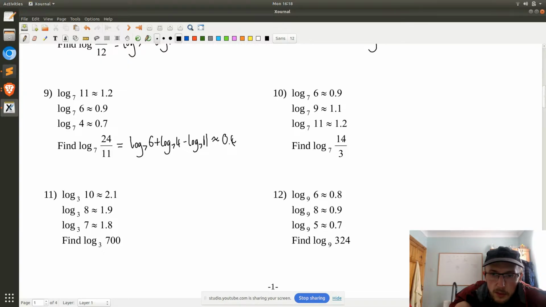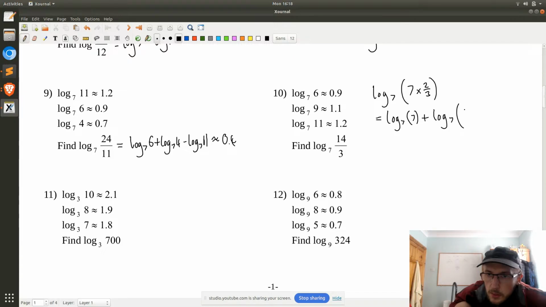That is 7 times 2 over 3. Not sure why I'm not getting that. And because that is 7 multiplied by 2 over 3, you can now separate it into smaller bits like that. And you recognize that 2 over 3 is the same as 6 over 9. Okay, so that there is 1. That there will be 0.9, take 1.1, and we'll end up with the approximate answer of 0.8.